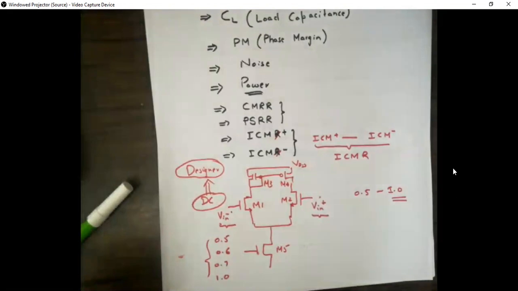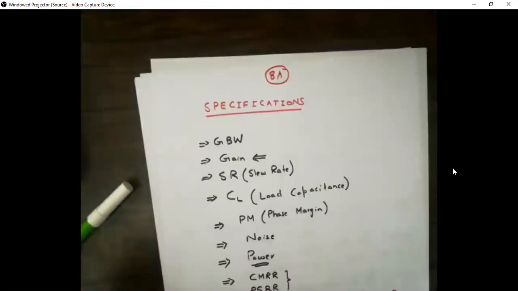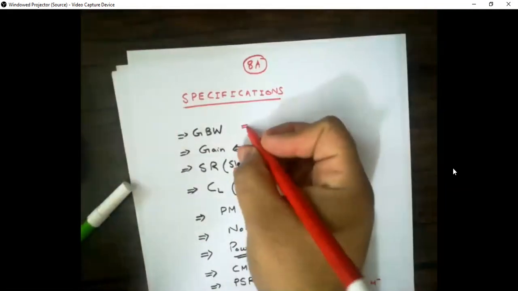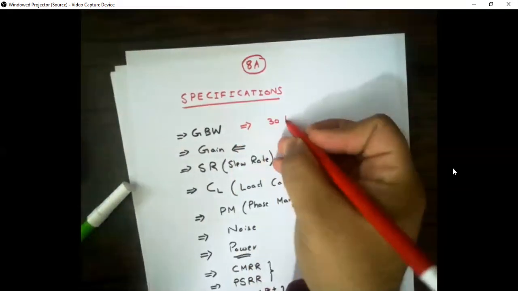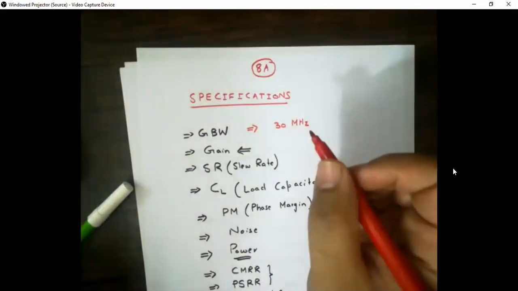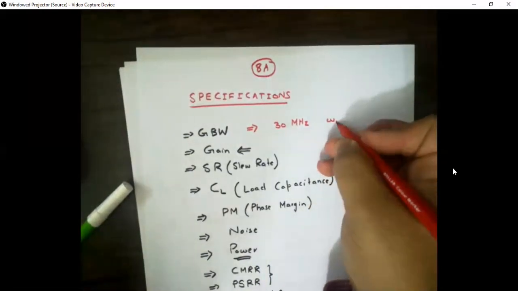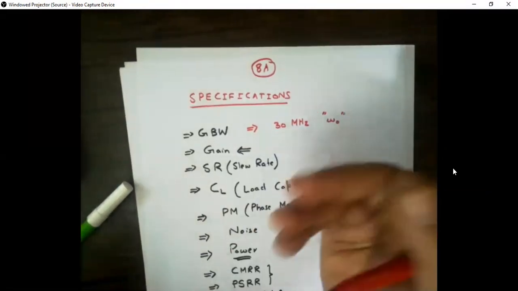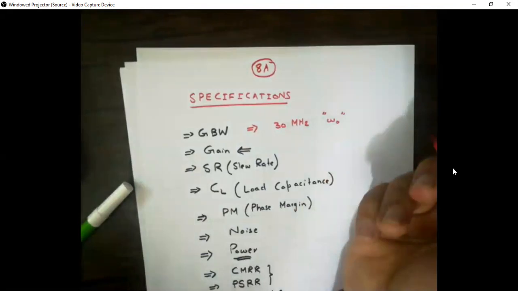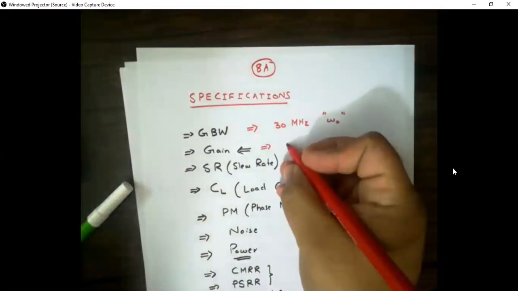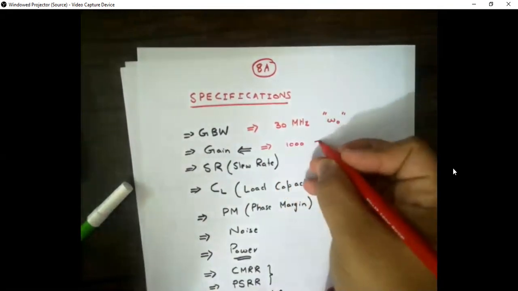So let's put some numbers. To start the design we will use those numbers and develop the topology. For example, gain bandwidth is 30 megahertz. What does gain bandwidth mean? It's basically omega naught, the maximum bandwidth of your system at unity gain. So 30 megahertz. Given gain, for example, is 1000. You have to design based on this.